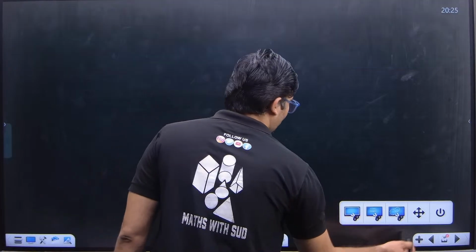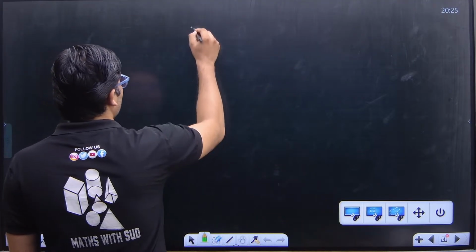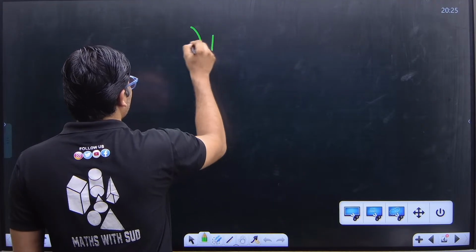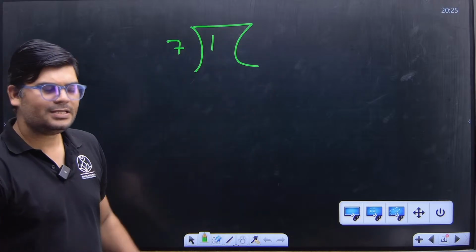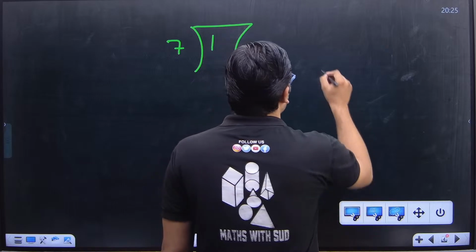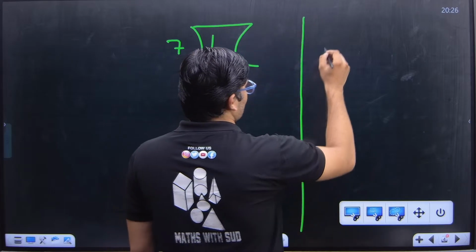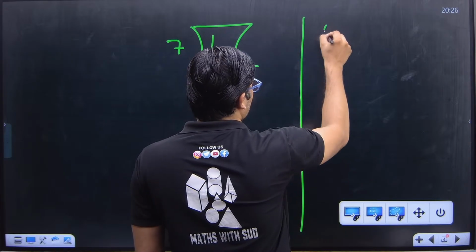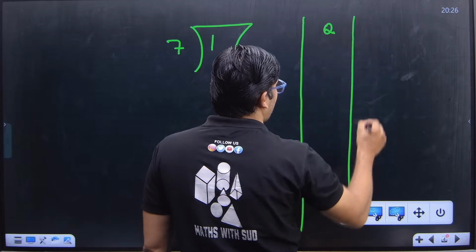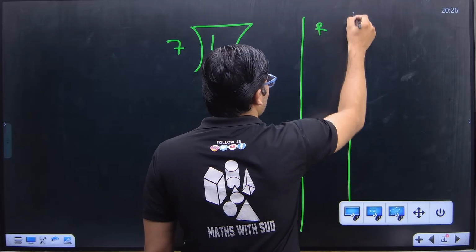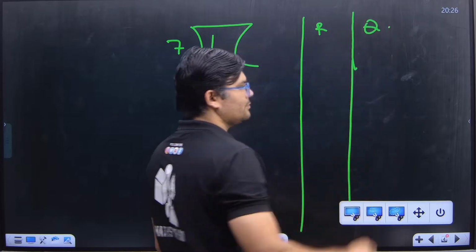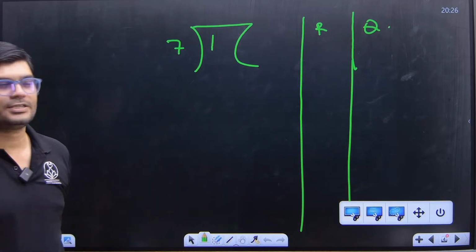Let me show you a very fair logic. Suppose we are dividing 1 by 7. Please try to understand a very beautiful concept. Let us focus on the quotient and the corresponding remainder that comes. I will show you each case.